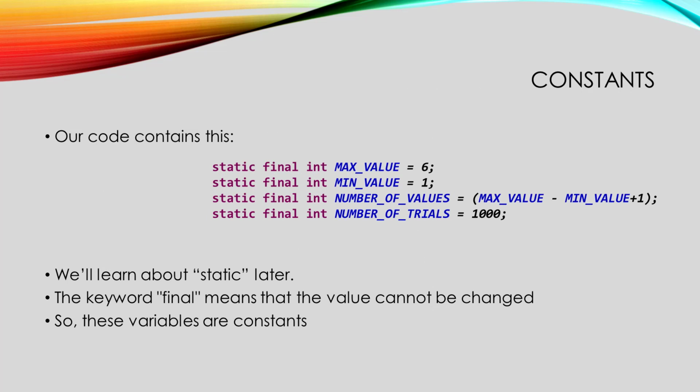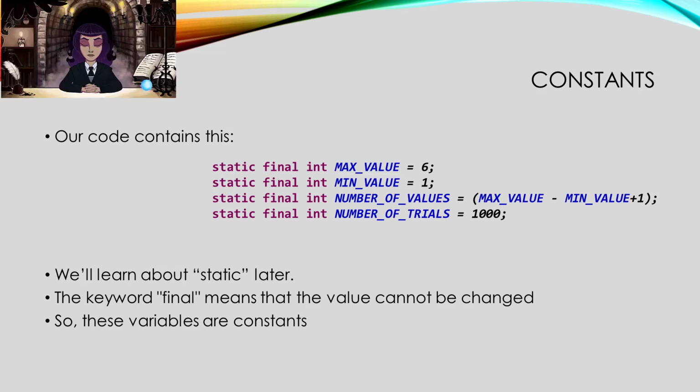One final thing about variables. Sometimes we don't want them to be able to change. In this lab, our code contains these statements. Inside each, you can see a declaration and an assignment statement. These are declaring variables and giving them values. In addition, the static final says the values cannot be changed by subsequent assignment statements, so the values cannot change when the system is running.